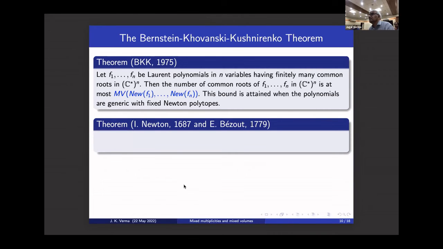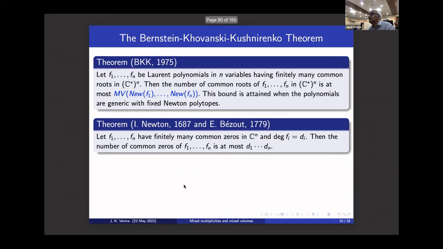So this is the proof of Bezout's theorem using this bound. Suppose the F_i have finitely many common zeros in C^n. I'm not saying the torus. These are polynomials, so I can talk about zeros in C^n. And suppose the degrees are d_i. Then the number of common zeros of the F_i is at most the product of the degrees.